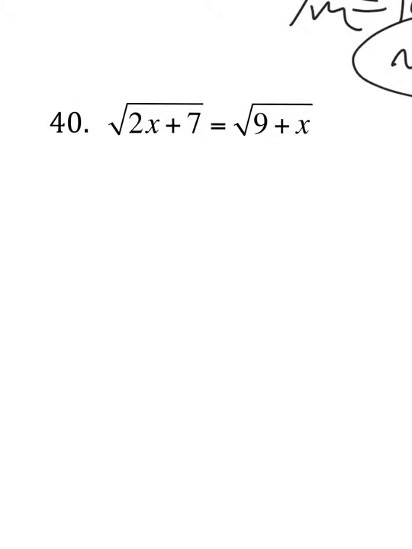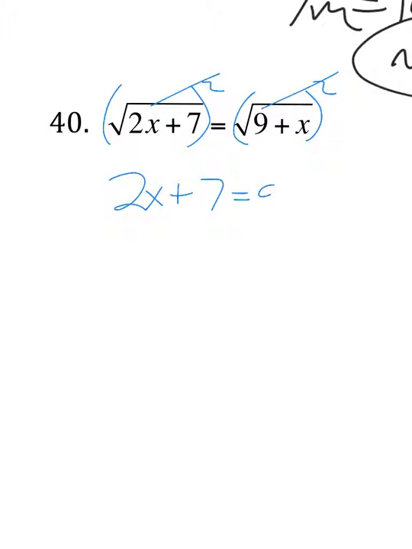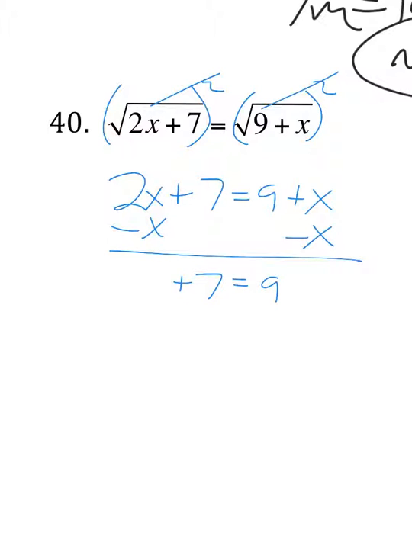Same story. You try this one by yourself first. Hit pause and try it, and then play it. See if you get the right answer. Square both sides. Makes it go away, makes it go away. 2x plus 7 equals 9 plus x. Lesser one, do the opposite.